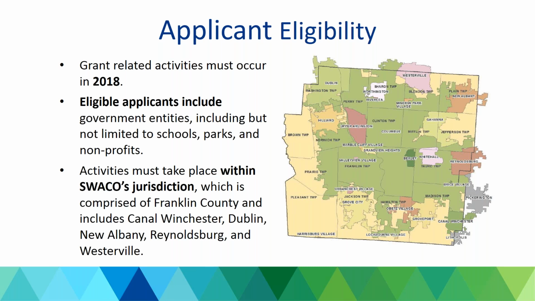The applicant and project must be located in SWACO's jurisdiction, which is comprised of Franklin County and includes the cities of Canal Winchester, Dublin, New Albany, Reynoldsburg, and Westerville. The map shows Pickerington and parts of Lithopolis, but these communities are outside of our jurisdiction since the majority is outside of Franklin County.